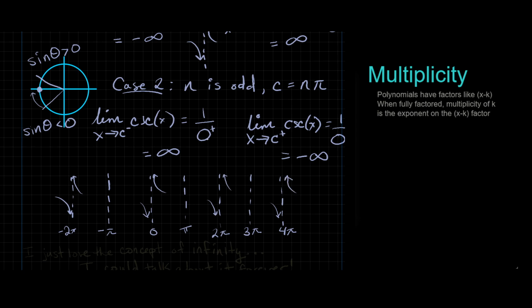When n is odd, I didn't sketch this one. From the left, it's positive infinity. From the right, it's negative infinity. So it does the opposite. So you have that and that. You have that and that. Going up and going down.